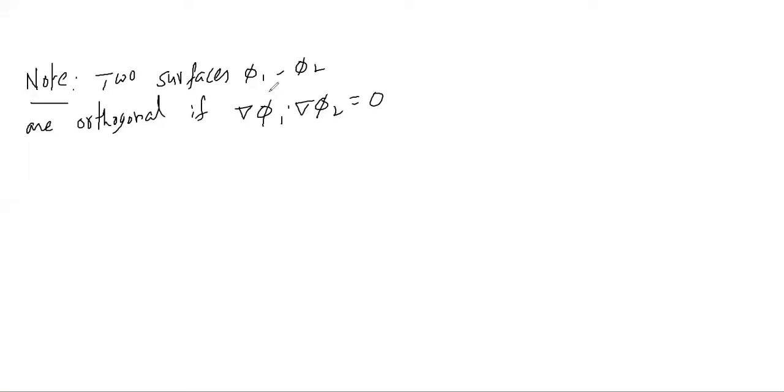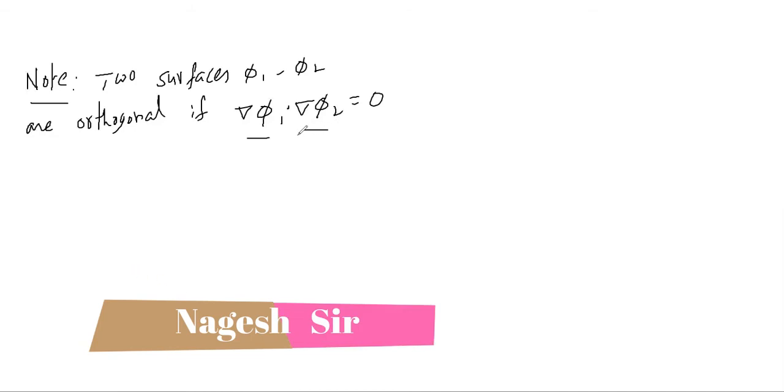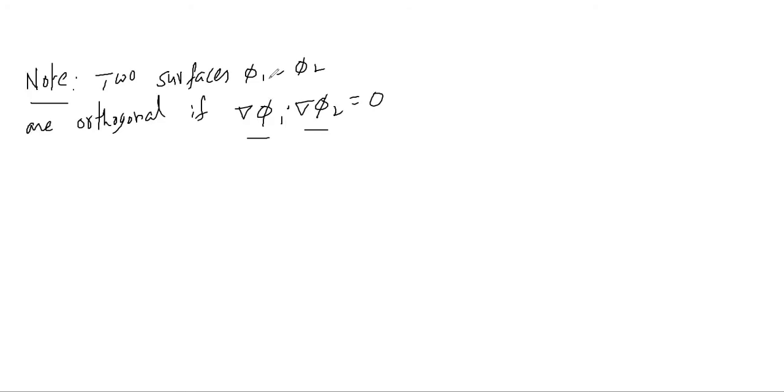Two surfaces pi 1, pi 2 are orthogonal. Orthogonal means perpendicular. They are perpendicular if the dot product of del pi 1 and del pi 2 is 0. If the dot product of del pi 1 and del pi 2 is 0, then we say that surfaces pi 1, pi 2 are orthogonal. Orthogonal means perpendicular, means 90 degrees. Okay.